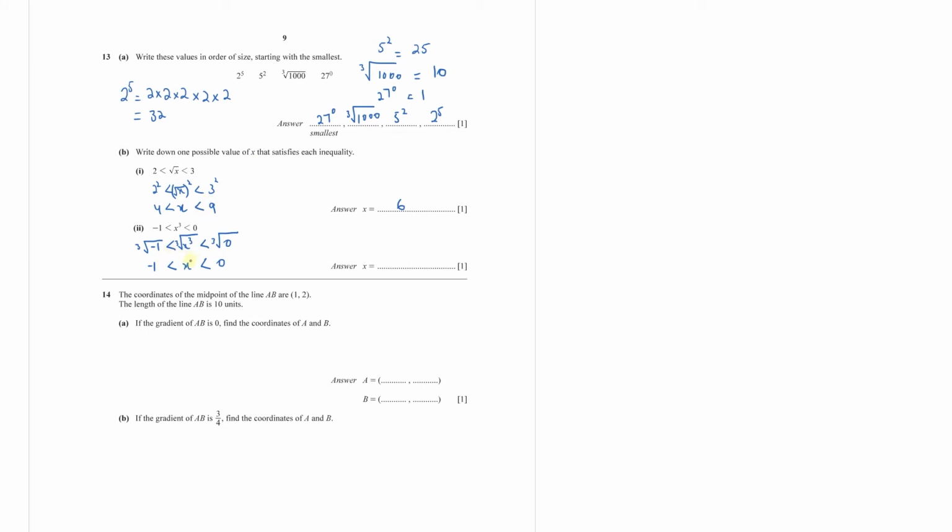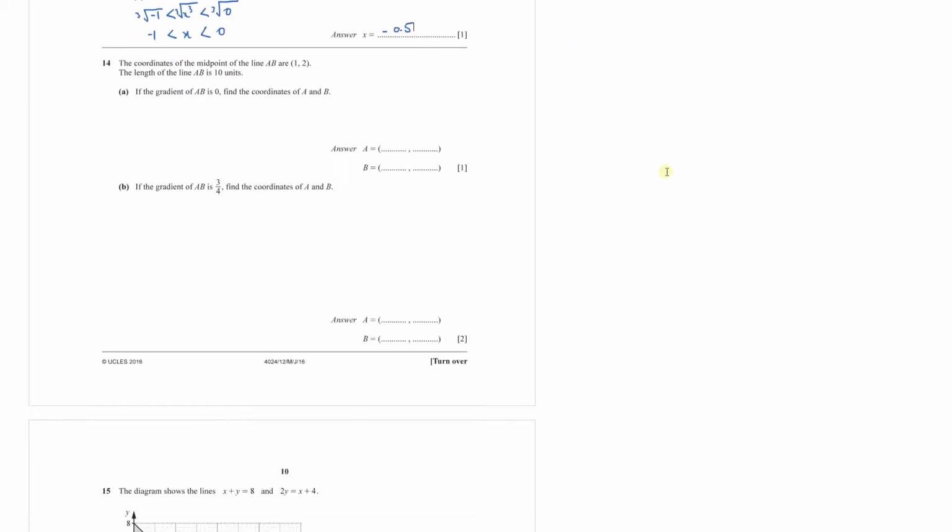So since x is not necessarily an integer, we can write a decimal value here, which is, let's say, negative 0.5, which is between minus 1 and 0.